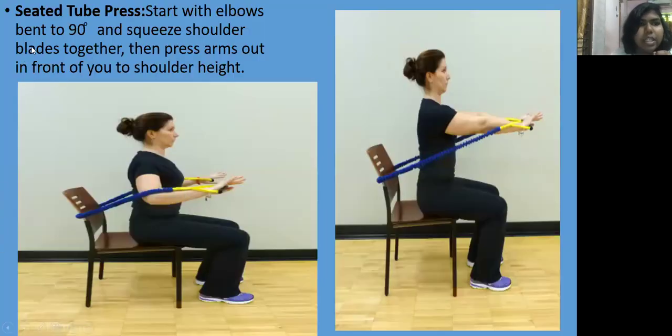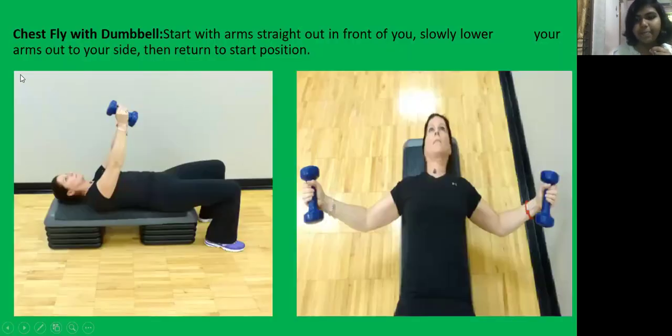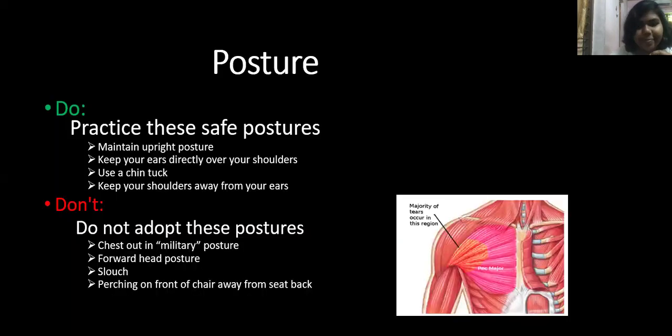The second one is the seated tube press. Start with elbows bent to 90 degrees and squeeze your shoulder blades together. Then press your arms out in front of you to shoulder height. The third one is the chest fly with dumbbells. Start with arms straight out in front of you and slowly lower your arms out to your sides. Then return to the starting position.